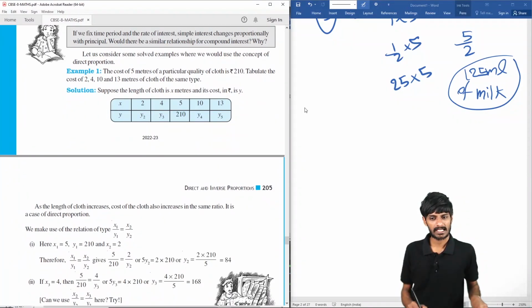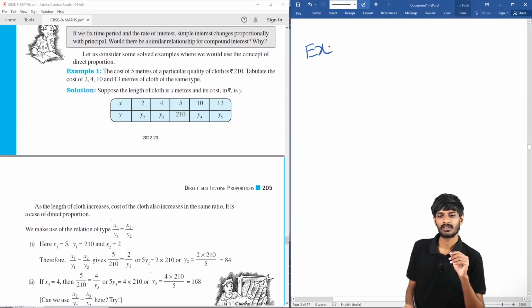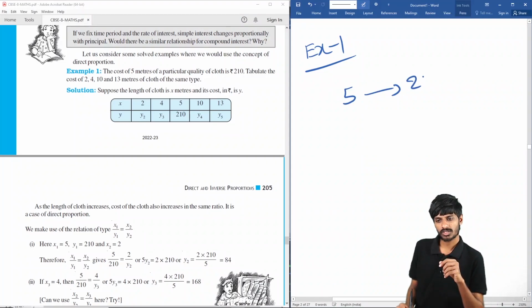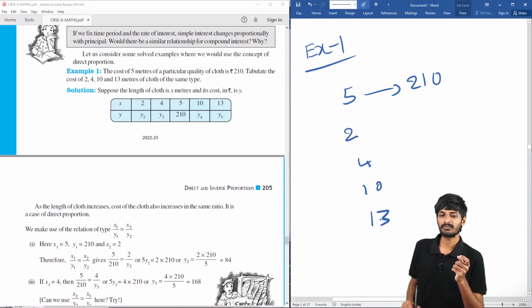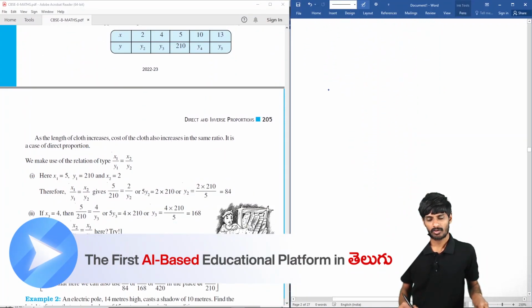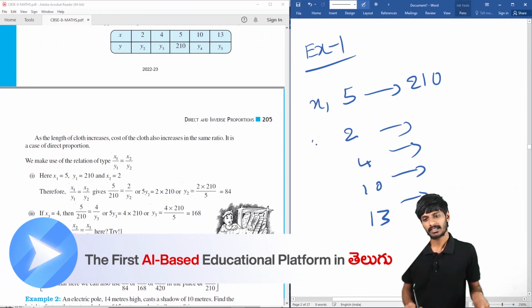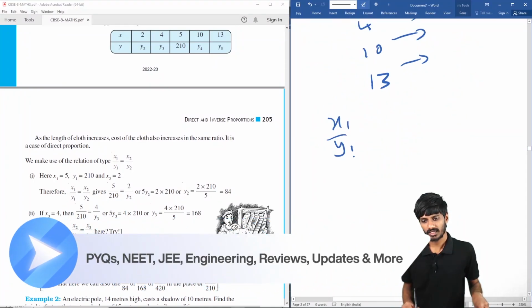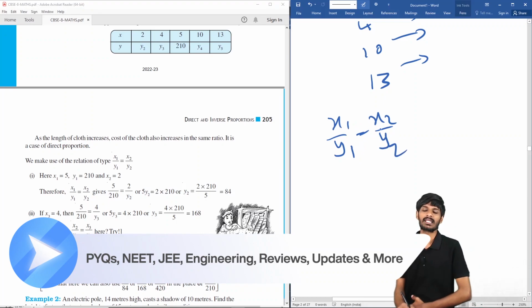And coming to the examples, example 1 here. The cost of 5 meters of a particular quality of cloth is 210 rupees. So for 5 meters of cloth, it costs 210 rupees. And next, for 2 meters, 4 meters, 10 meters, 13 meters, how much does it cost, students? For that, we take x1 and x2, and y1 and y2. What we know is x1 by y1 is equal to x2 by y2, and this ratio is equal to some constant because these are directly proportional.